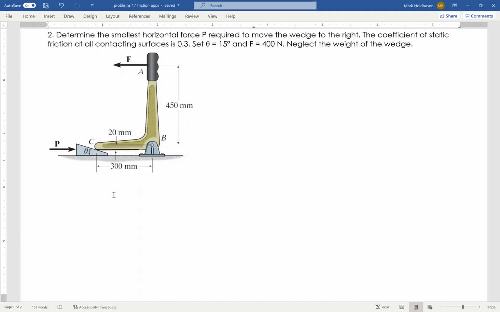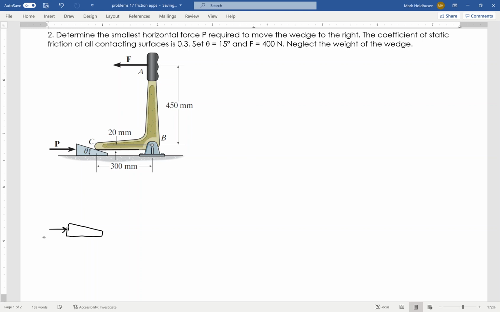Okay, we got a wedge under this angled thing here, and I want to figure out how much force I need to place on that to get it to move if I'm applying 400 newtons up at the top of that handle there. Okay, so with that, I think I'll start with the wedge on this one. Okay, and I'll draw my wedge just like that.